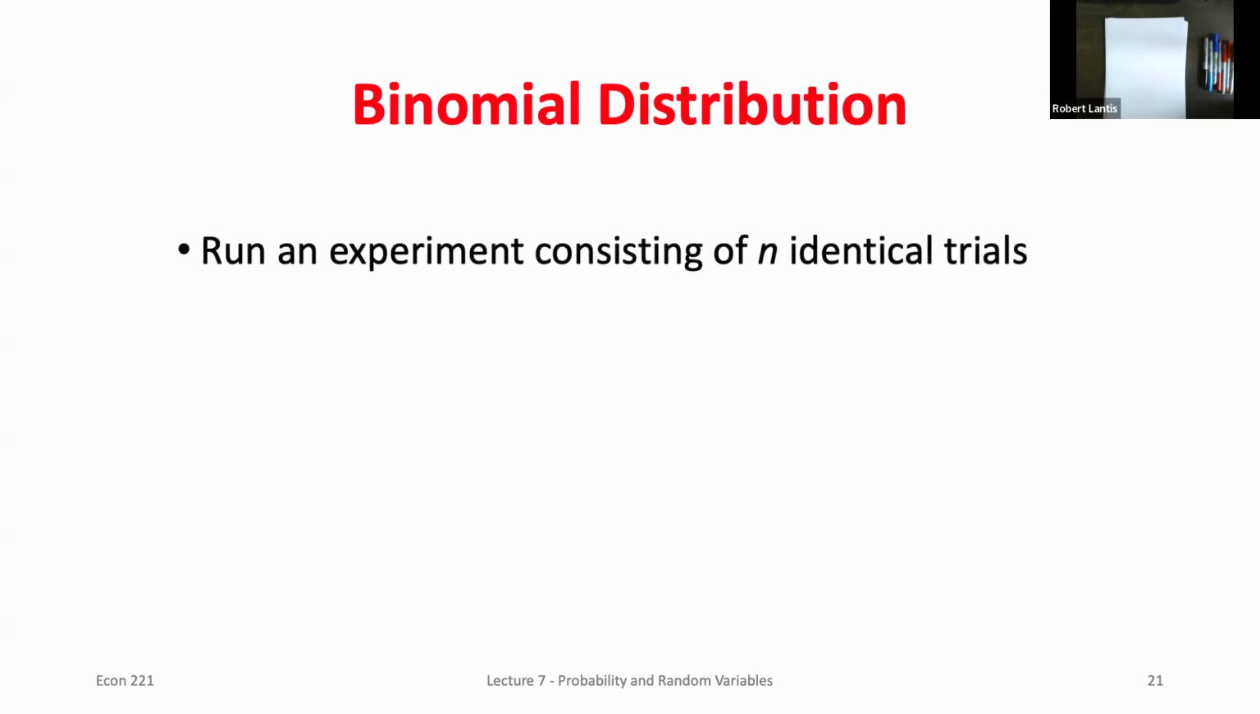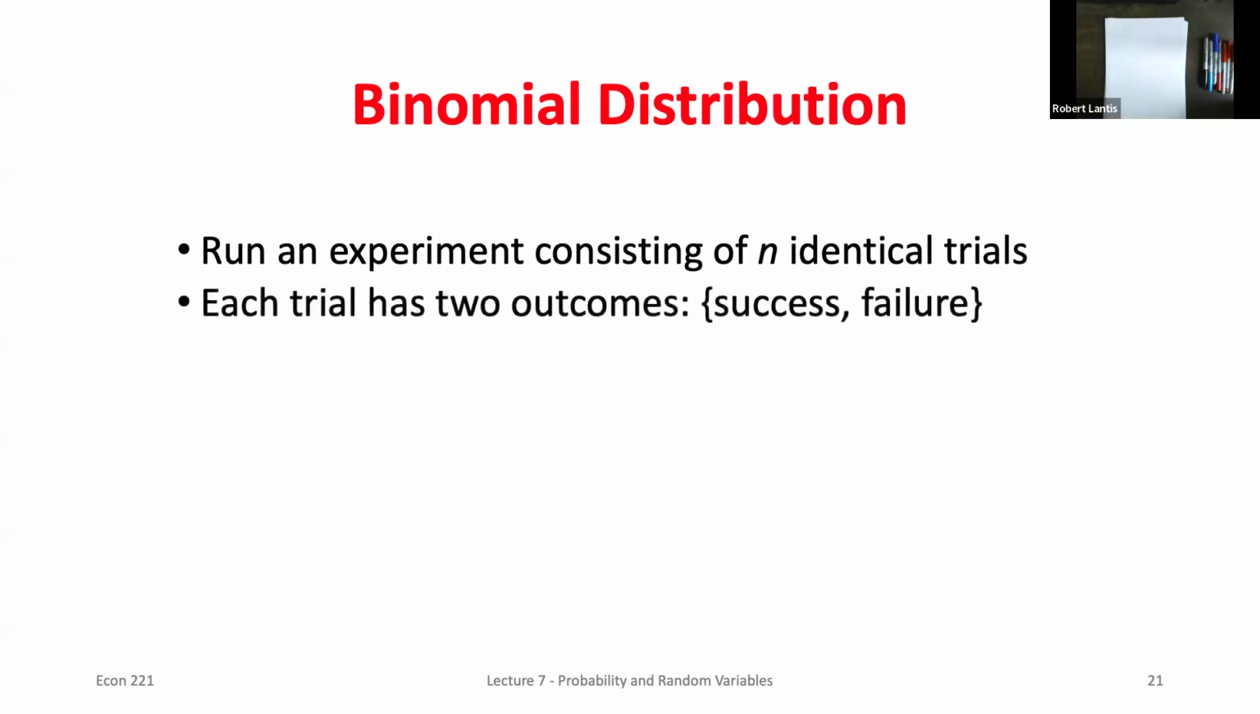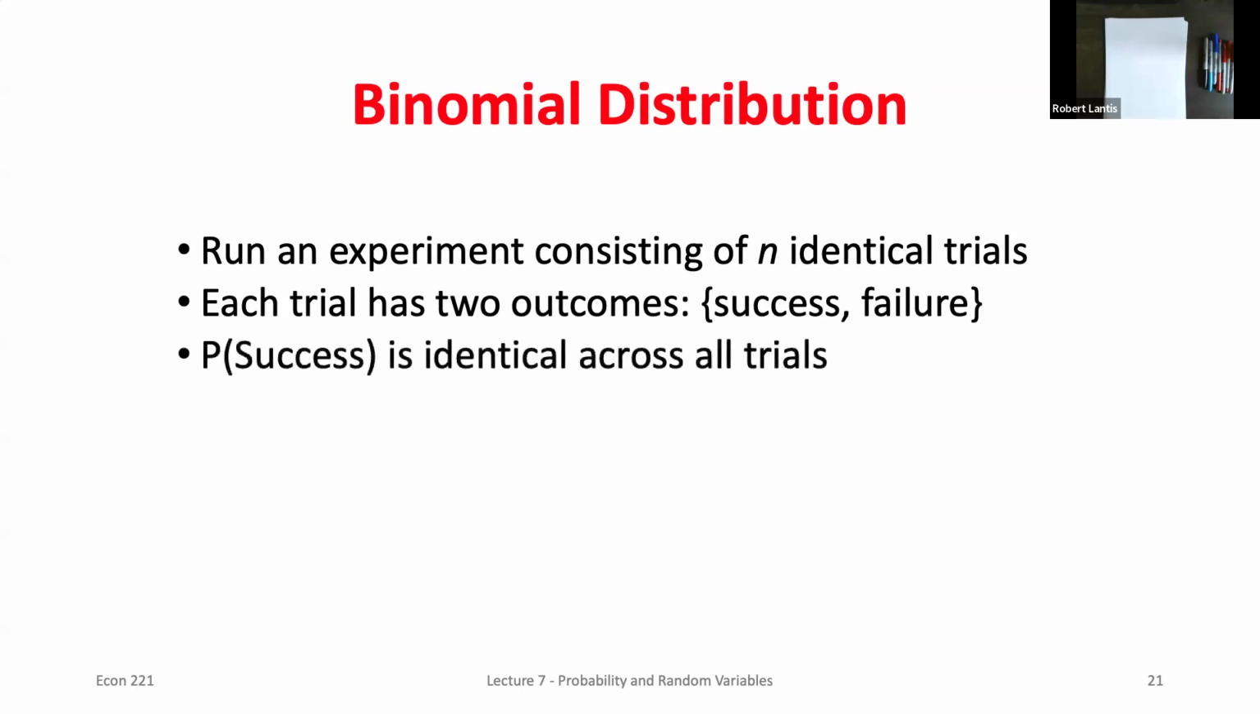If I run an experiment that consists of n identical trials, this is going to be our setup for a binomial distribution example. We're running this experiment n number of times. It has two possible outcomes. Binomial means that I can see two things occur, either a success or a failure. We also need the added assumption that the probability of success is the same across all trials and that trials are independent. So our binomial distribution examples are really when we're dealing with independent events, similar to the people having the same birthday.